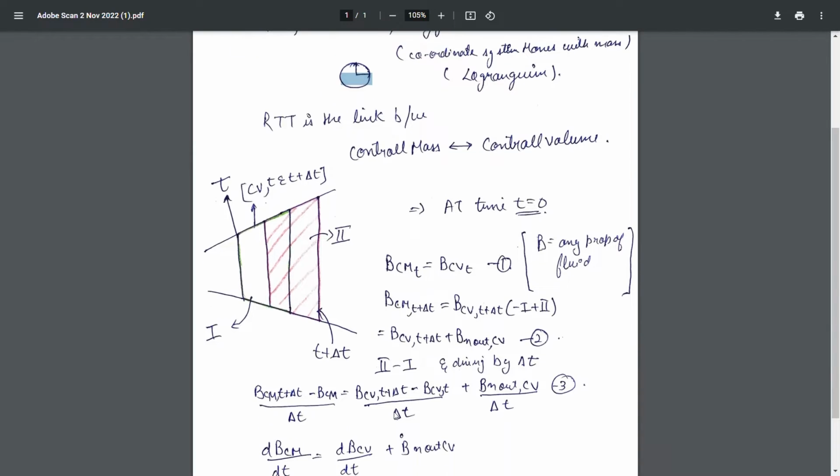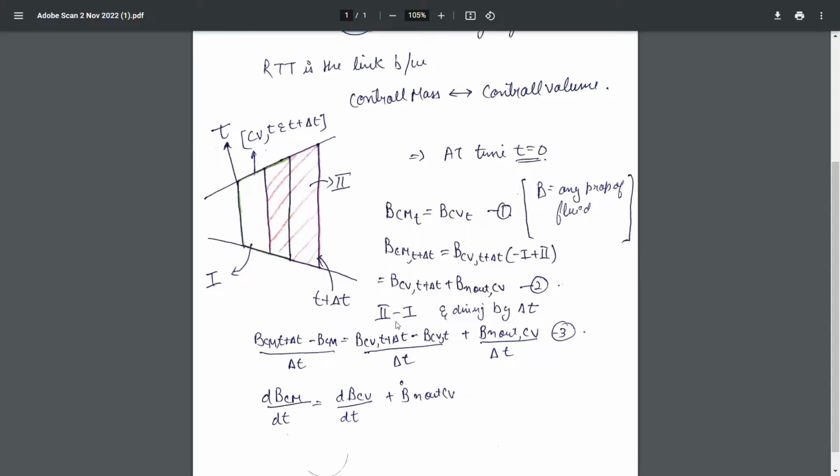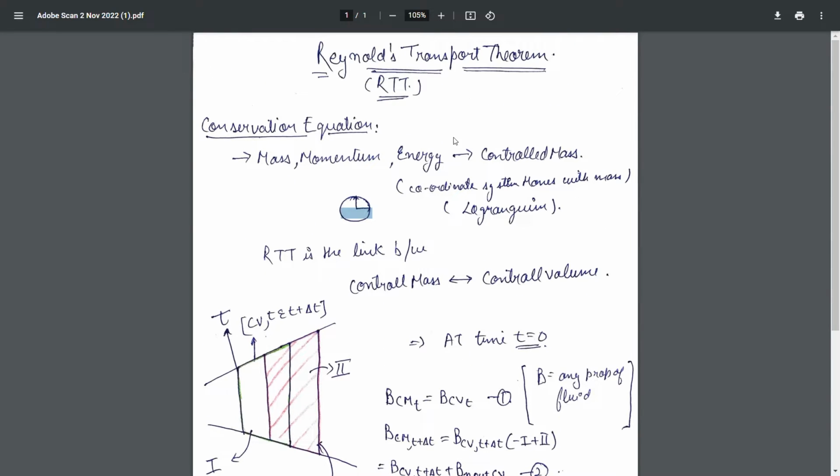So equation 2 minus 1, and dividing it by delta t. So we get this, and solving this we get delta t behaving like del t, and later on we get this formula, and this is our Reynolds transport theorem.